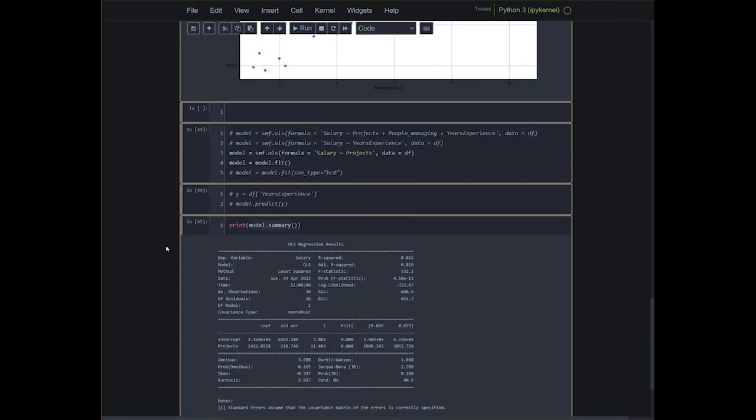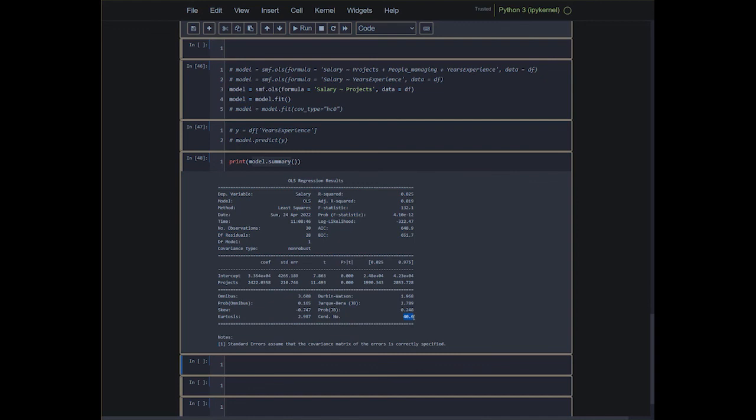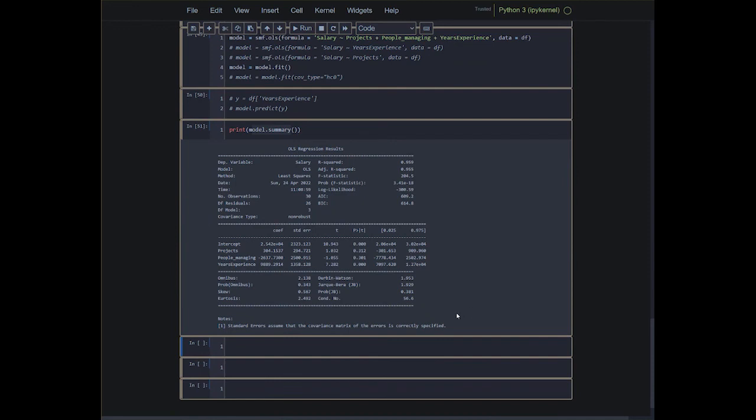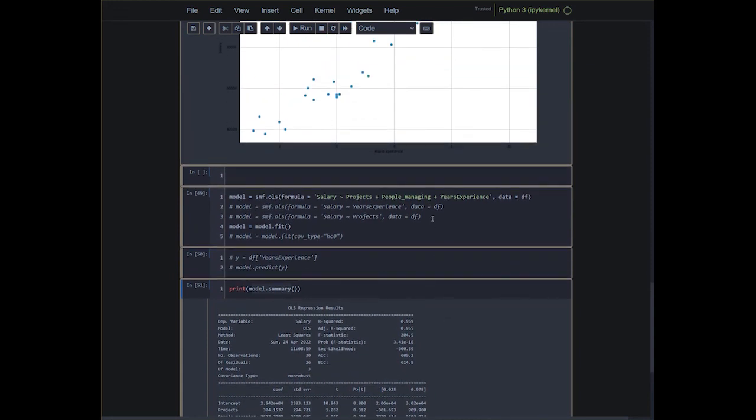To get an idea of the condition number, let's start with only one independent variable, which is projects over here. Let's run this one and we get the condition number 40.6. Next we include all three variables and run this one again, and we get a condition number of 56, which is higher. This means that there might be a little multicollinearity present in the given set of independent variables, which are projects, people managing, and years of experience.